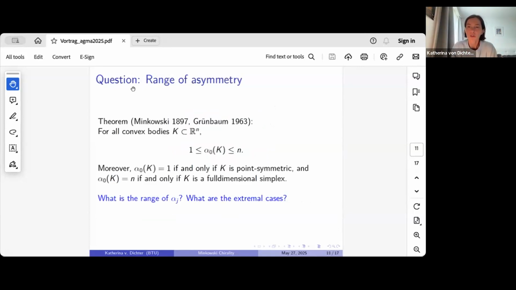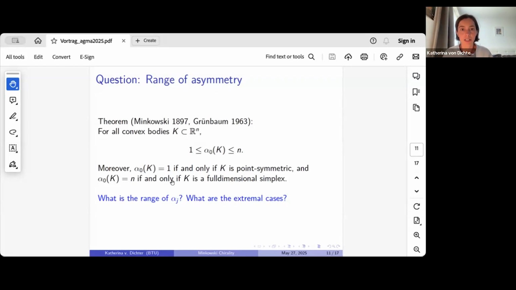So we know that for the Minkowski asymmetry, so it's about the point symmetry, we know the full range of its values. This is quite well known from 1897, which was done by Minkowski. He showed that the Minkowski asymmetry has a range from 1 to n, and we can also describe the equality cases. It is 1 if and only if K is point symmetric, and it is equal to n if and only if K is a full dimensional simplex. So the Minkowski asymmetry is quite well known.